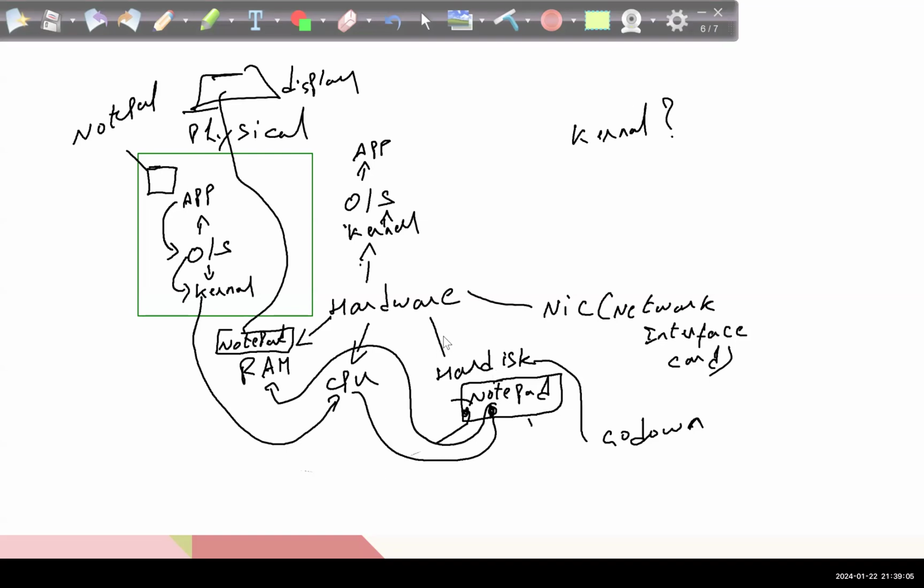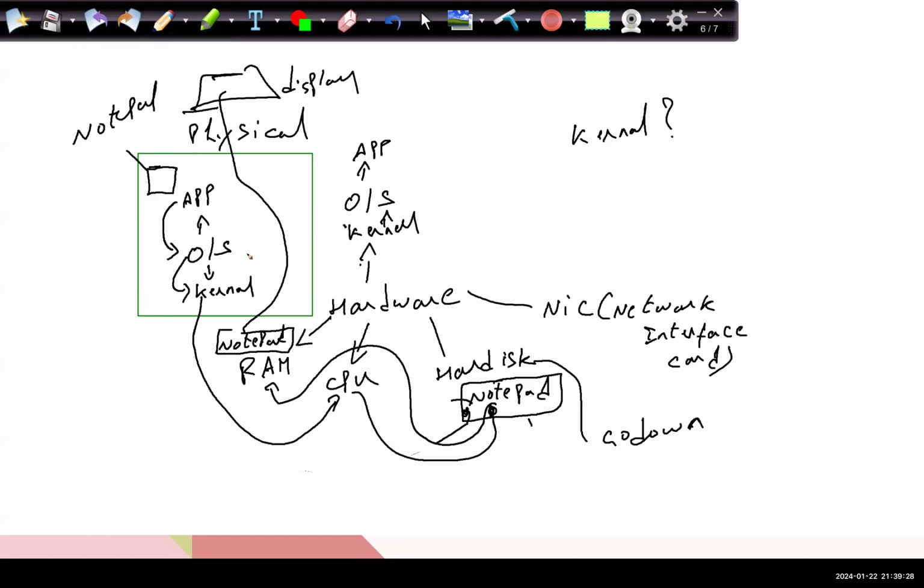So good that now you're clear with the concepts of what is hard disk, what is CPU, what is RAM, what CPU basically does, what is a kernel, what is an operating system, and so on. Now we are going to compare this physical machine with the hypervisor. Now, before we get into that, let's understand one more thing.